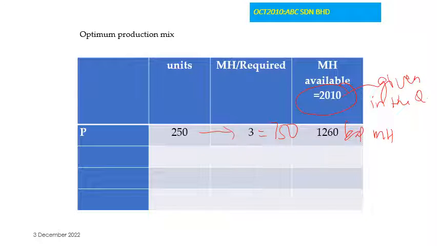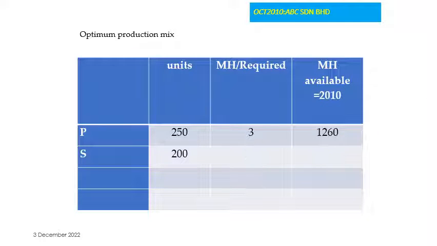Then you produce second ranking product, which is product R. Okay, maximum demand 200. One unit requires 4 machine hours. So when you produce product R, you utilize another 800 machine hours. Okay, so 1260 minus 800, balance 460.